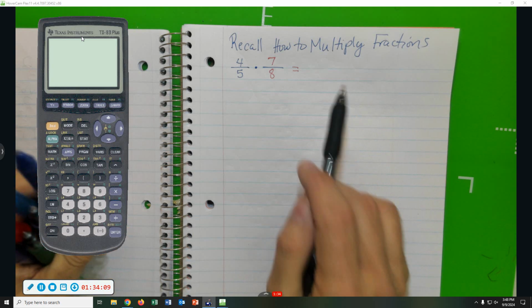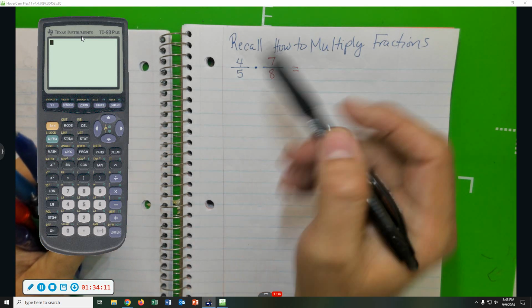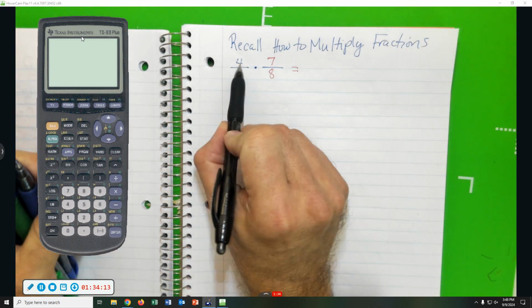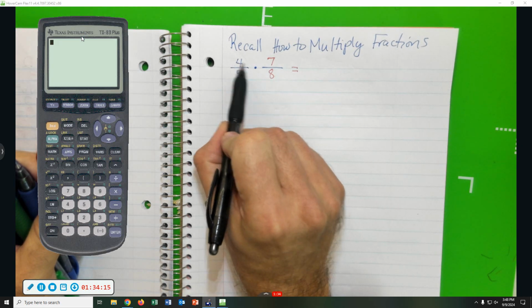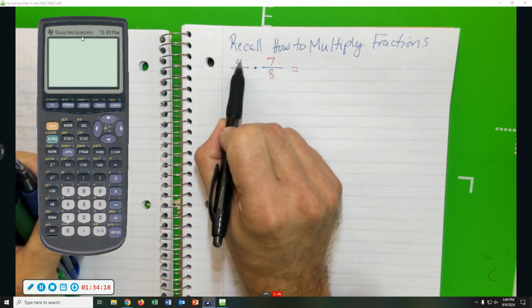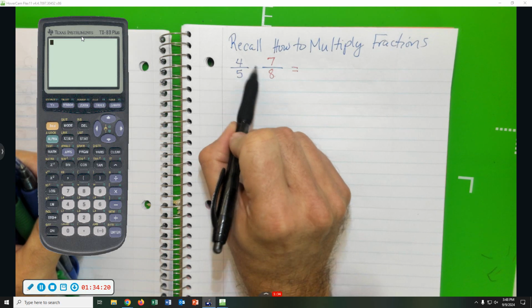But there's another way you can multiply fractions with cross multiplying. You can look at the diagonals. Here, 4 and 8. What can I divide both of those by?